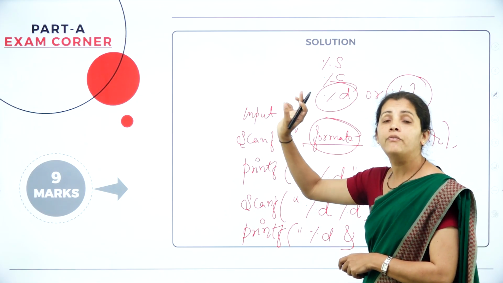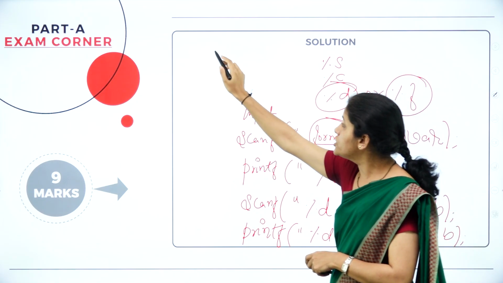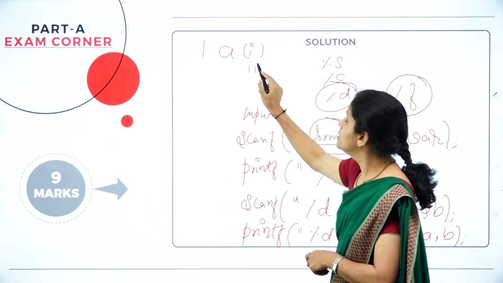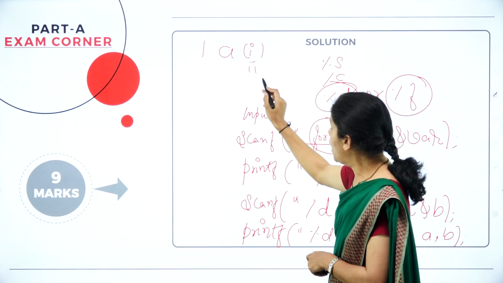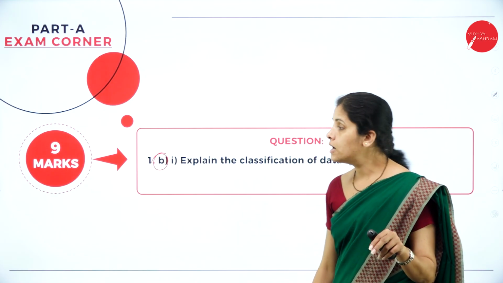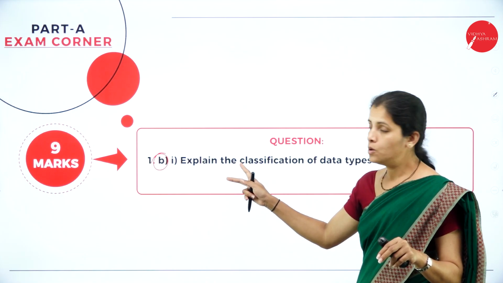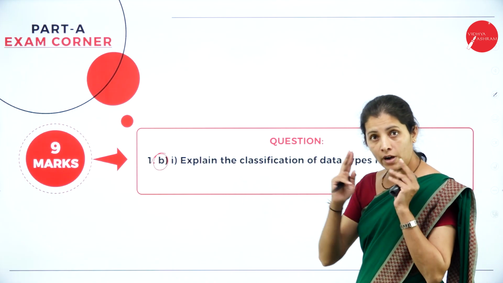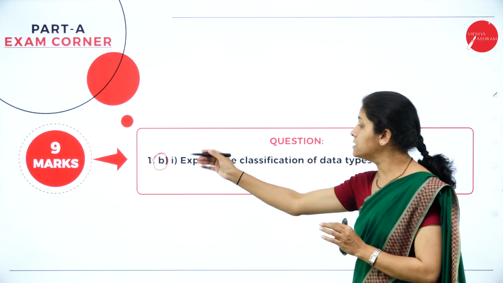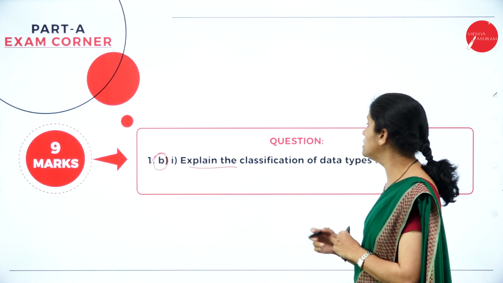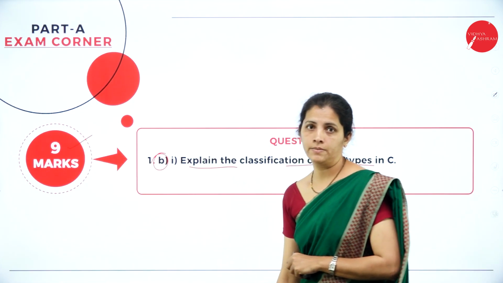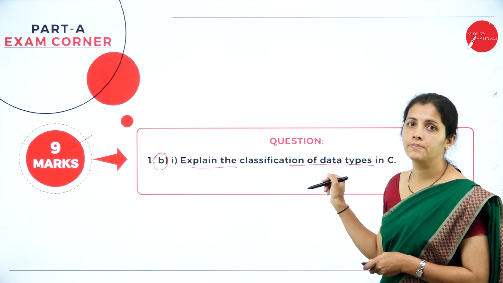So dear student, this is the first main. In that, first A. So the question is first main A, and I have 1 and 2. So I can answer A, or see here B. In B also I have 2 questions. Either I answer first main A part or first main B part. If I consider B, see the question here, explain the classification of data types in C. See here, 9 marks. So this question carries 9 marks.